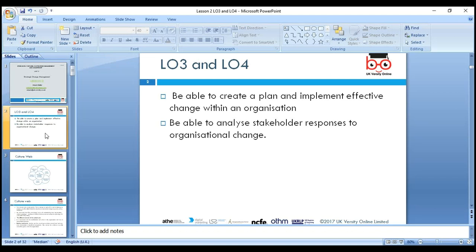In this learning outcome, we will discuss being able to create a plan and implement effective change within our organization. So, what is meant by a plan? Any thoughts about a plan? Why plan? So you can follow it and things can go right. To have something to work towards. Brilliant, well done.